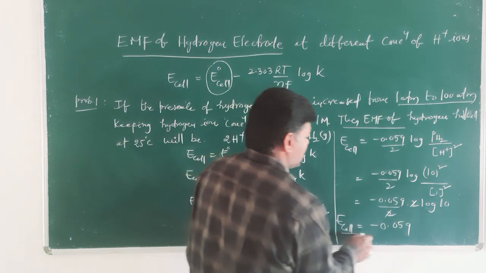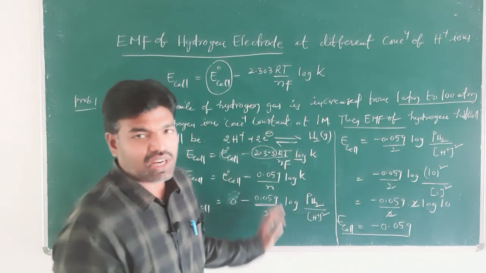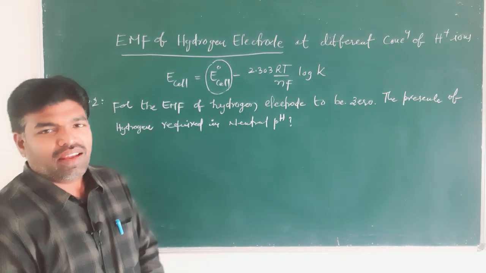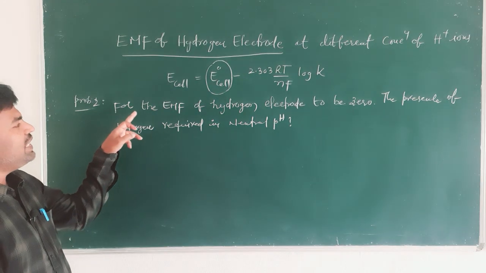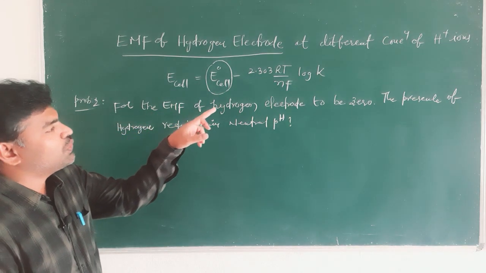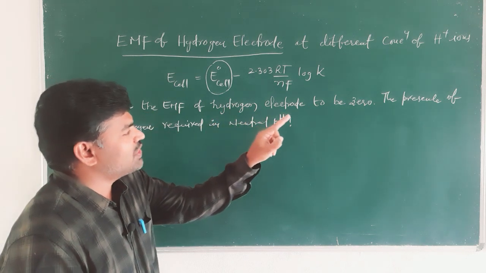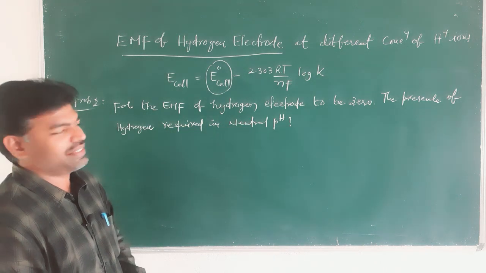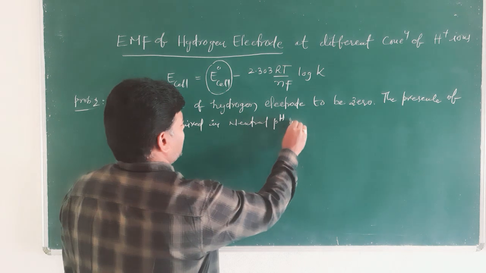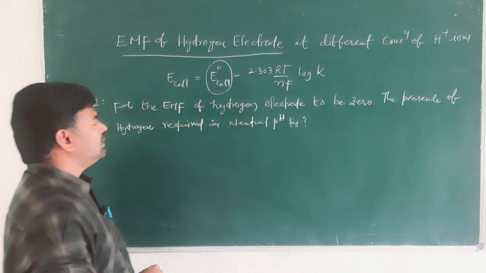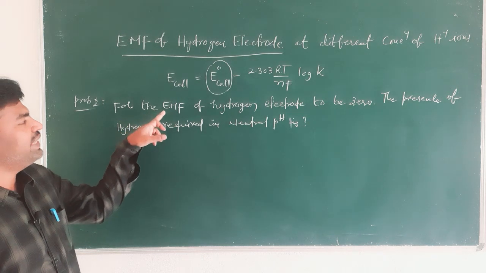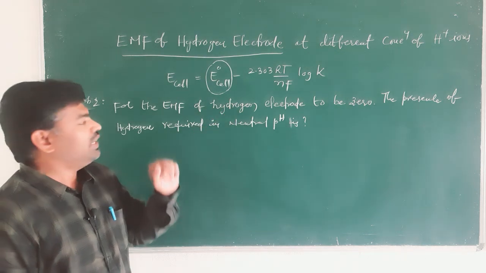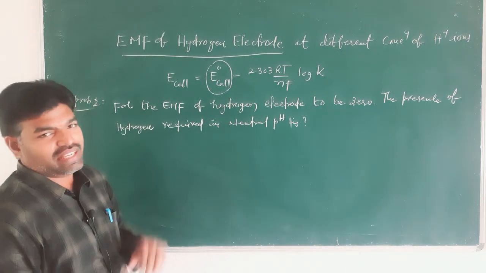Okay, in this way we can solve n number of problems based on this concept. Now we shall go for another problem. The next problem is: for the EMF of the hydrogen electrode to be 0, the pressure of hydrogen required in neutral pH is, right. So, we need to calculate the EMF of the hydrogen electrode, and that is to be 0, and the pressure of hydrogen required in neutral pH is, okay.